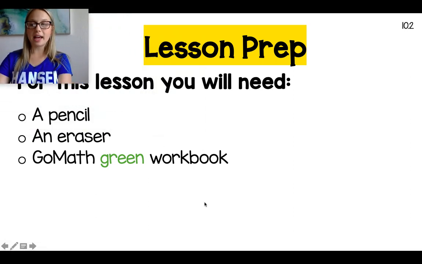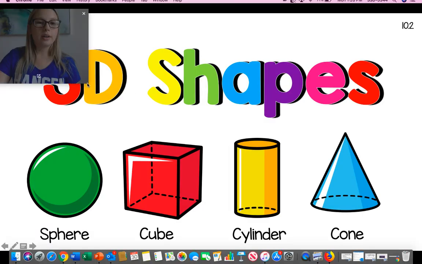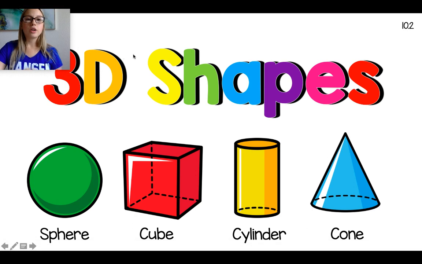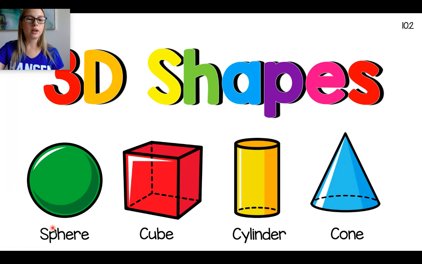Okay, if you clicked play, you should be ready to go. All right, let's remember that we are learning about 3D shapes, right? This chapter is all about 3D shapes. The shapes that we are going to be learning about are a sphere, a cube, a cylinder, and a cone. We're going to learn about one shape a day, okay?